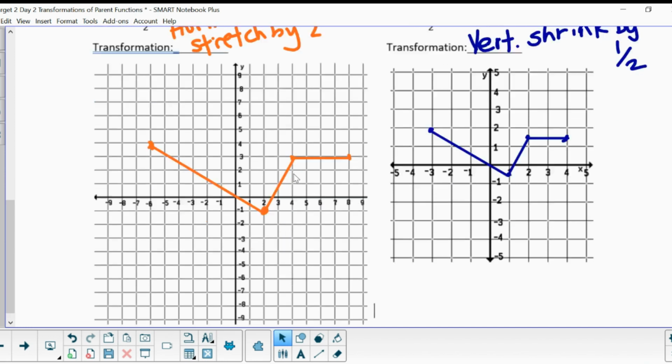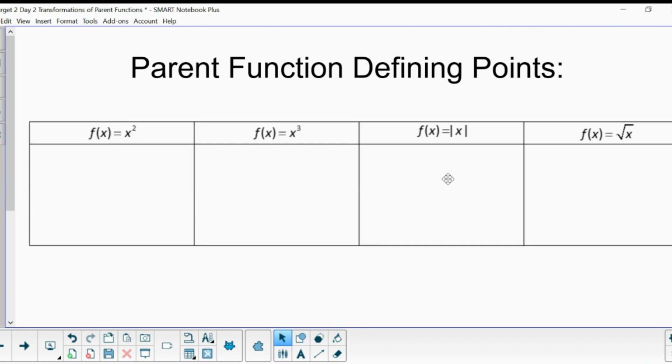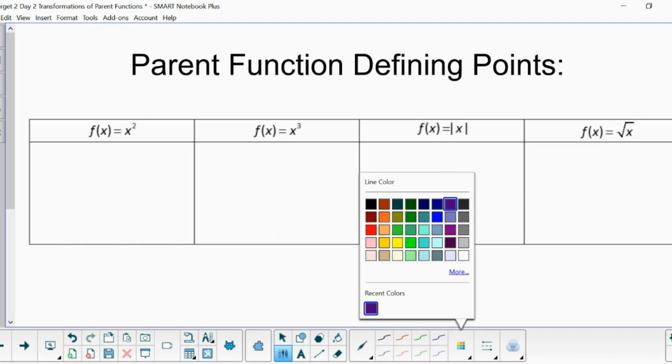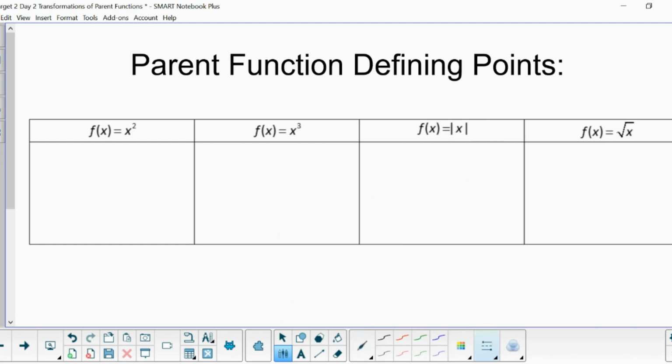Okay. All right. So today's lesson is really focused on these 4 main parent functions. And so we need to start by writing down what the parent function's defining points are. I know we did this a little bit, but I want to make sure we are getting this all in one spot for you here.